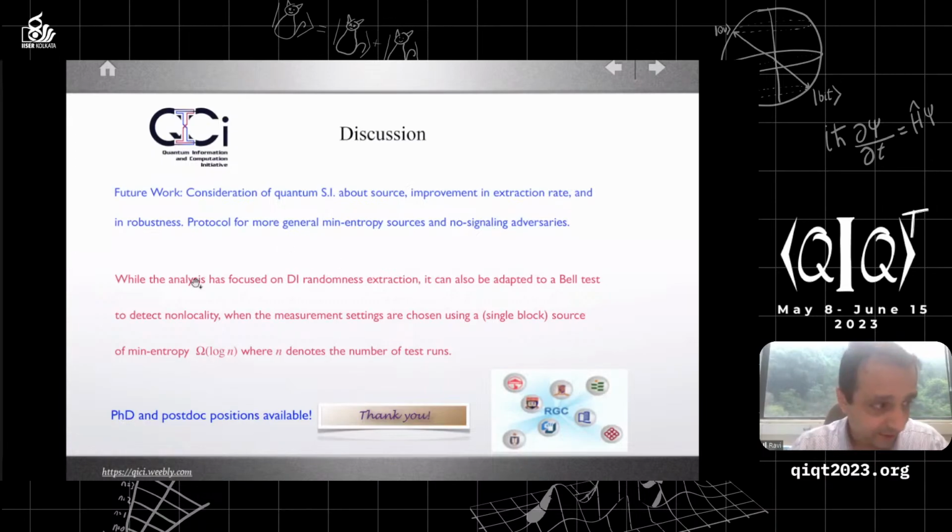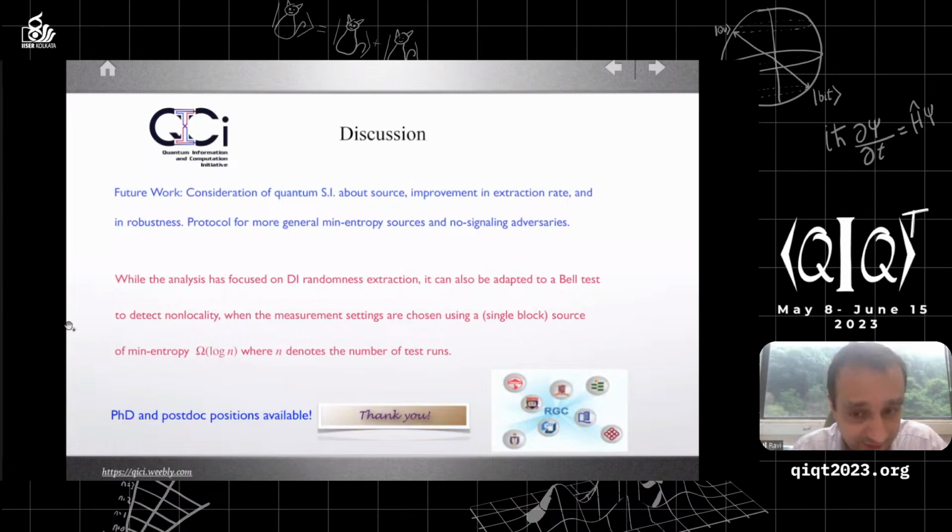And finally, while this analysis was focused on randomness amplification, you can also adapt it to simply do a Bell test to detect non-locality, when measurement settings this time are chosen using a single block min entropy source of quite small min entropy, of the order of log n, where n denotes the number of test runs. So that's an idea that people have been looking at.